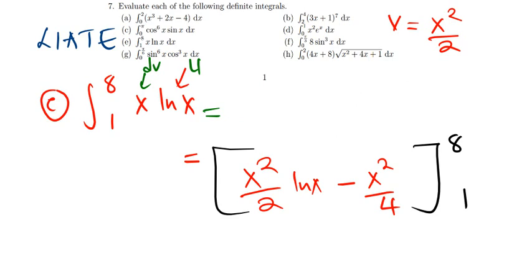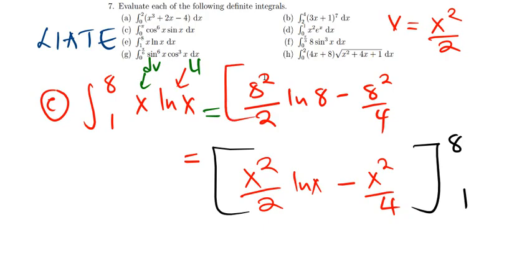So if you substitute 8, you have 8 squared over 2 natural log of 8 minus 8 squared over 4 for the first part, and then minus the case where you substitute in your 1. So if you substitute in your 1, what do you have? You have 1 squared over 2 natural log of 1 minus 1 over 4.